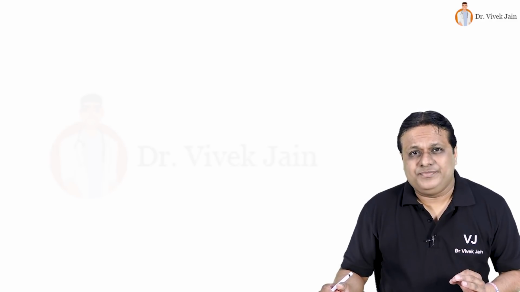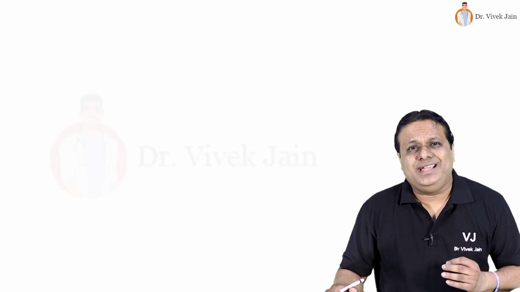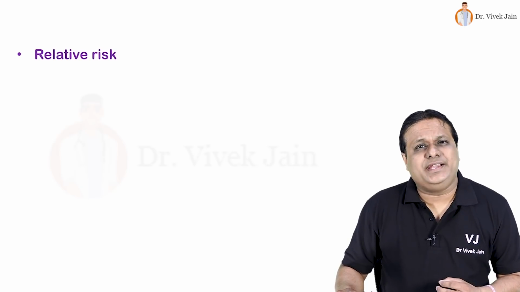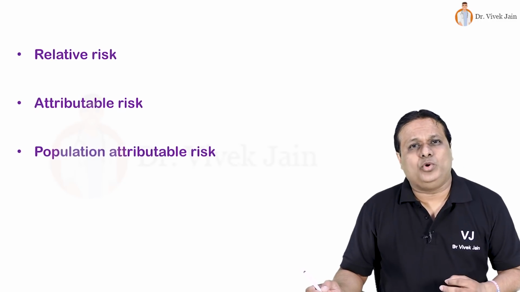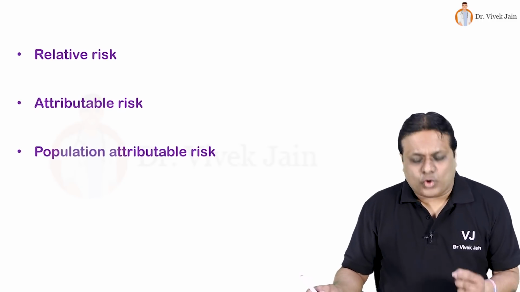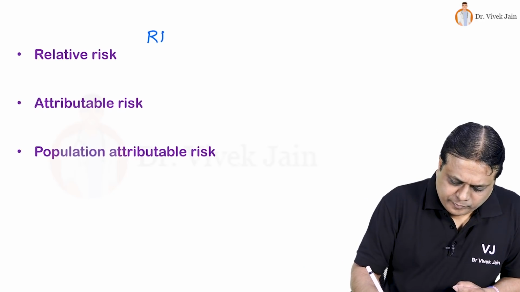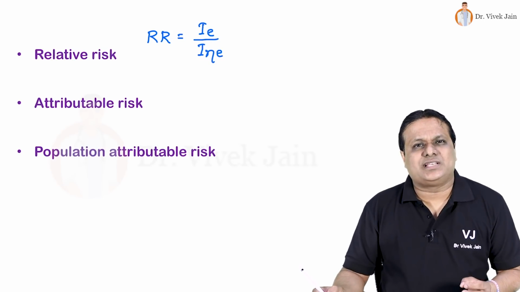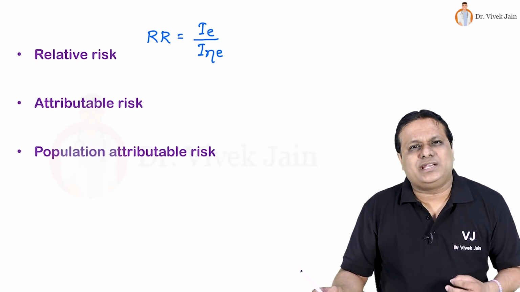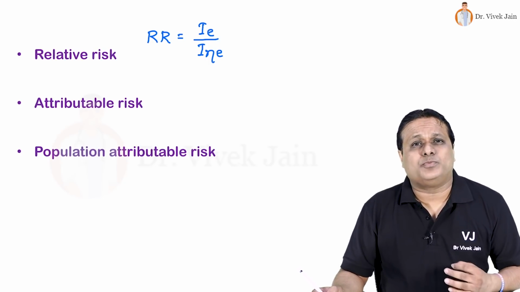When we look at the most important epidemiological study in analytical studies, that is cohort study, it has got 3 indicators for strength of association. So you must know their formulae. These 3 indicators are relative risk, attributable risk and population attributable risk. Relative risk formula is incidence of a disease among exposed group divided by incidence of the same disease among non-exposed group.